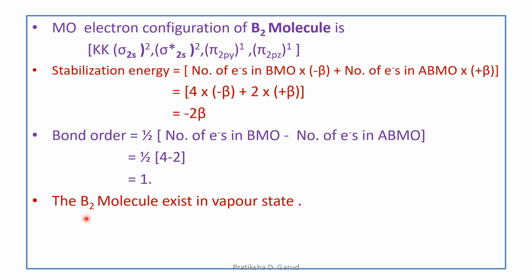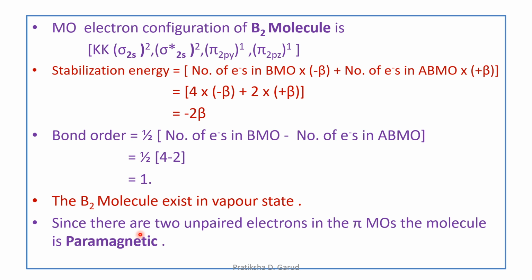So here also we can say that this B2 molecule exists in only vapor state, and since there are 2 unpaired electrons in the pi MOs, the molecule is said to be paramagnetic. So this is regarding the boron, that is the B2 molecule.